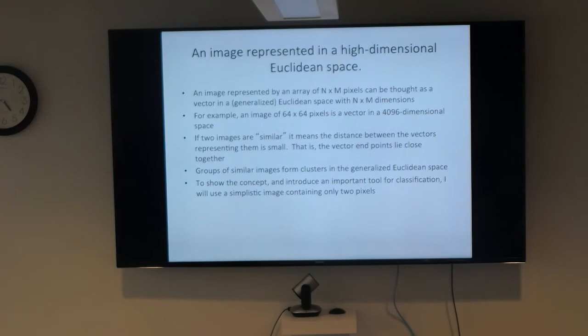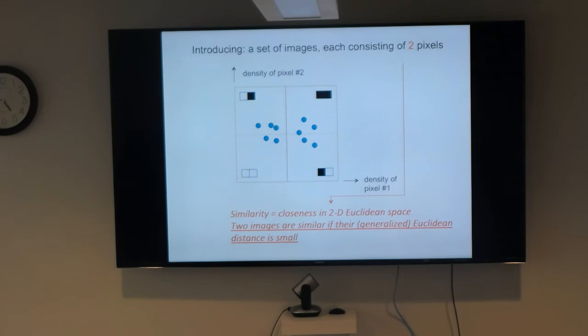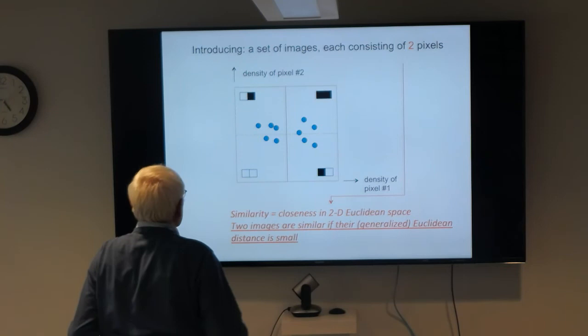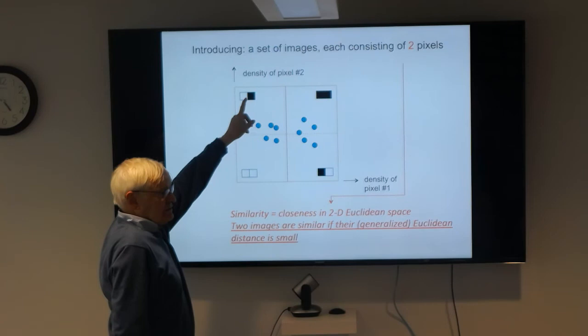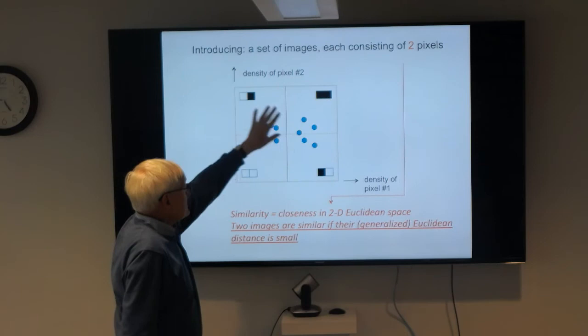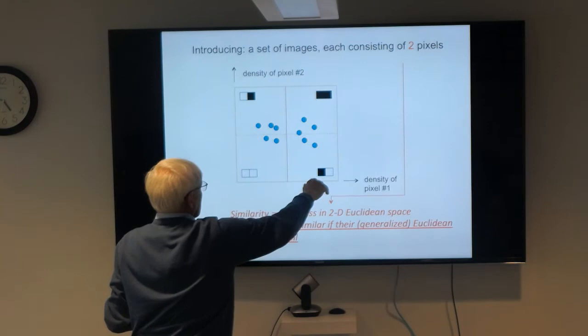So now it's important to show the concept of multivariate statistical analysis. I'm using an image containing only two pixels. Okay, that's a very poor idea of an image. These images are distinguished by the gray values. The gray value goes all the way from 0 to 1, okay? And here are the extreme images. So this is the entire range of two-pixel images.